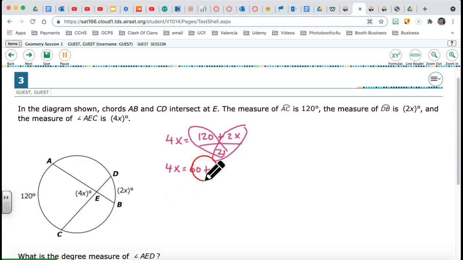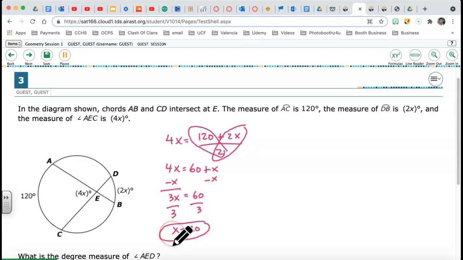I have x on both sides. When you have x on both sides, cancel the smallest one, or the one on the right side. Minus x. 4x minus x is 3x equals 60. All right. Divided by 3. X equals 20. Is this my answer? No, it's not.